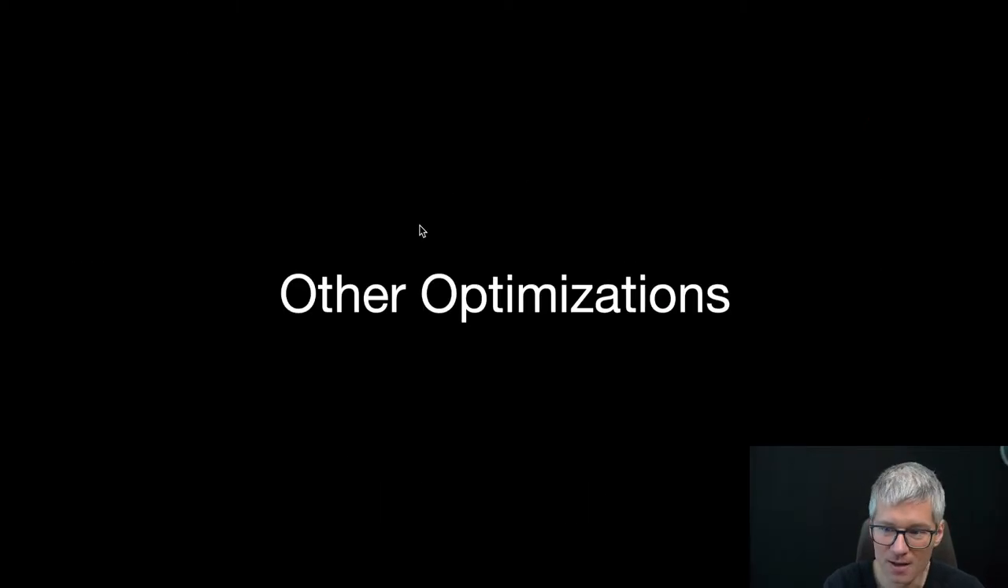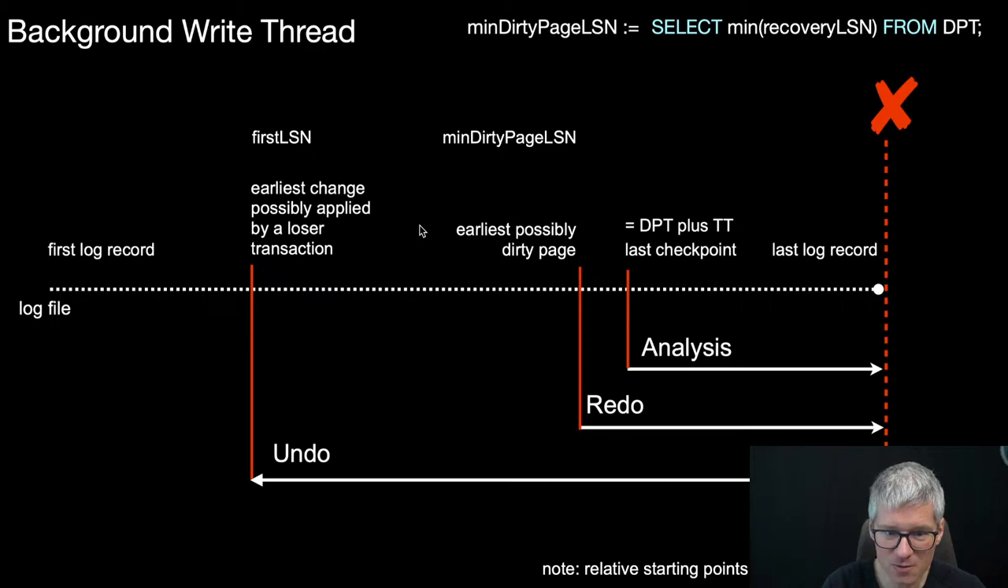Yeah, there are other optimizations that you can do. So if you're in this situation now, and you want to make those different phases cheaper, you could use a background write thread.